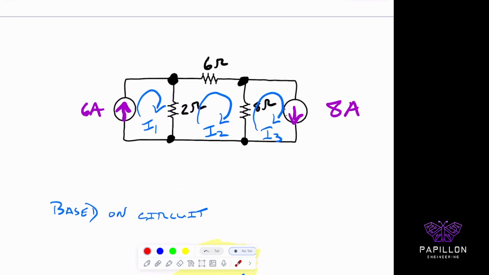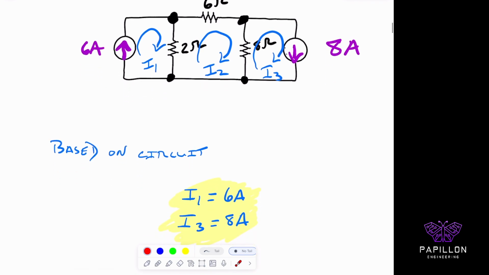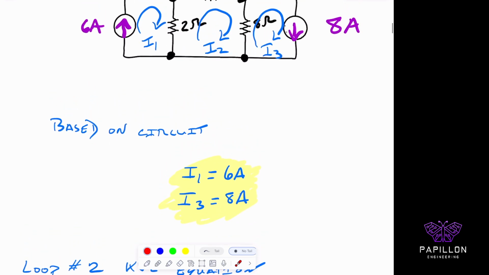So based on the circuit, hopefully you get the idea from the previous problem. That means by default, I1 is going to be positive 6 amps, and I3 is going to be positive 8 amps. So there it is. Now if you think about it, there are 3 mesh loops, right? I1, I2, and I3. So I don't have to write too many equations. I only have to write one equation that satisfies that center loop. I already know the far left and the far right, so the only thing I need to figure out is what's going on over here in the middle. And technically, that's what a supermesh is, but I'll go into more detail on that in the next problem.